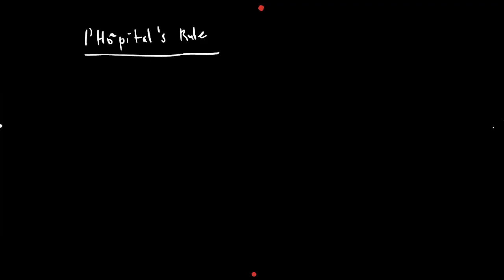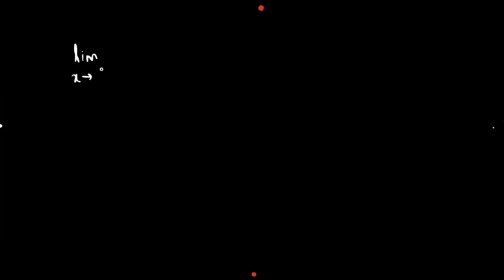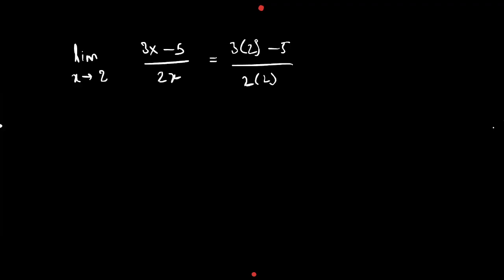So if we're given a limit, say the limit as x approaches 2 of 3x minus 5 over 2x. For example, we can use direct substitution, right? If you use direct substitution, we get 6 minus 5, which is 1, over 2 times 2 is 4. So we can use direct substitution and get the limit.